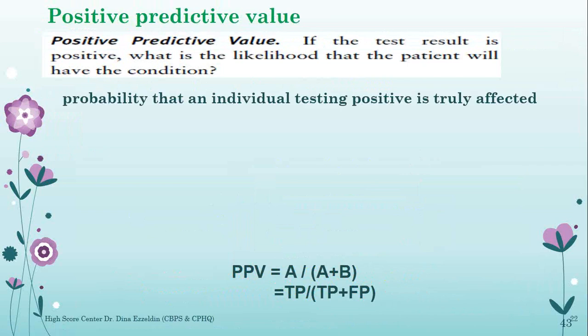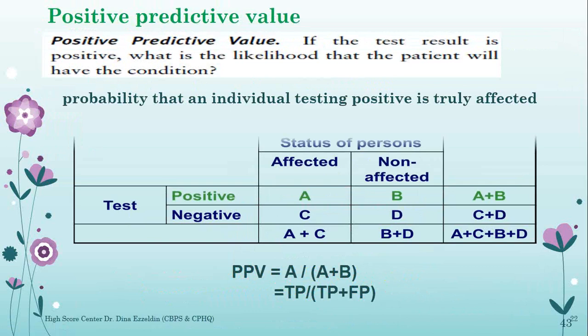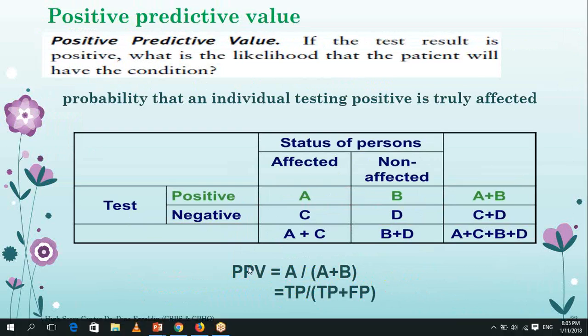Probability that an individual testing positive is truly affected. So here, positive and negative, affected, which is in the real affected. So A, it's positive by the test and by the real. So it's the true positive.